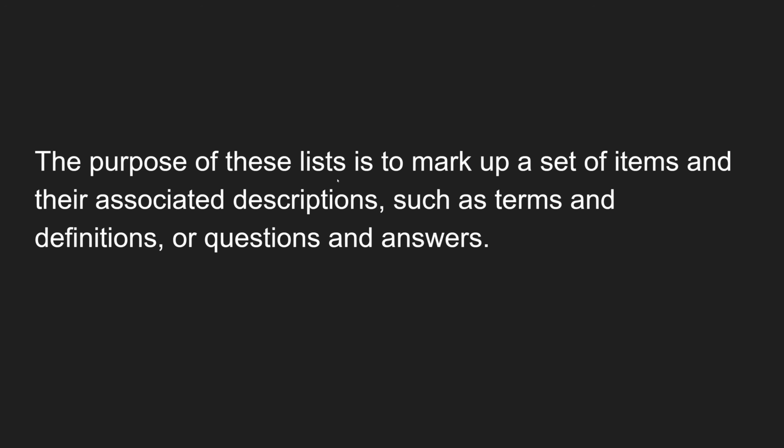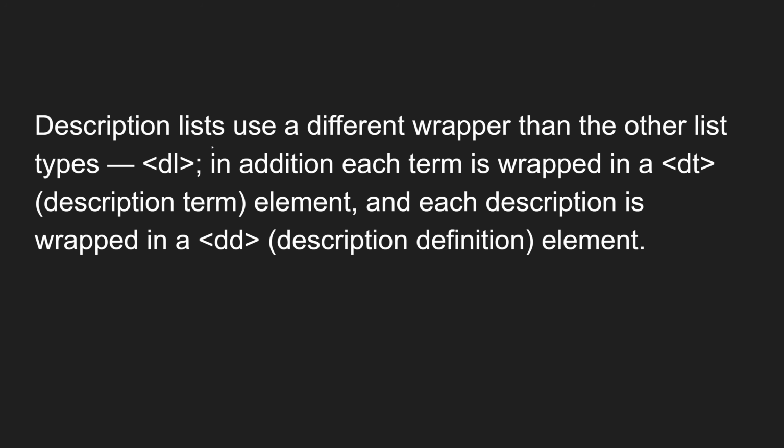The purpose of these lists is to mark up a set of items and their associated descriptions, such as terms and definitions or questions and answers. So we will use this type of description list to mention terms and definitions or questions and answers like this. Description lists use a different wrapper than the other list types, that is DL, which is nothing but description list. So instead of using UL and OL, we use the DL.